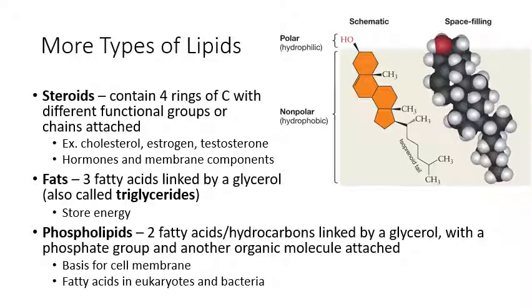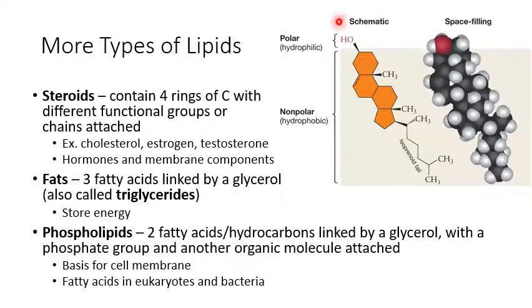Another type of lipid is a steroid. There's lots of different ones actually, but all of them, what they'll have in common is that they have 4 rings that are made out of carbons, and then they can have different stuff attached to those rings, like different chemical groups attached to the rings.